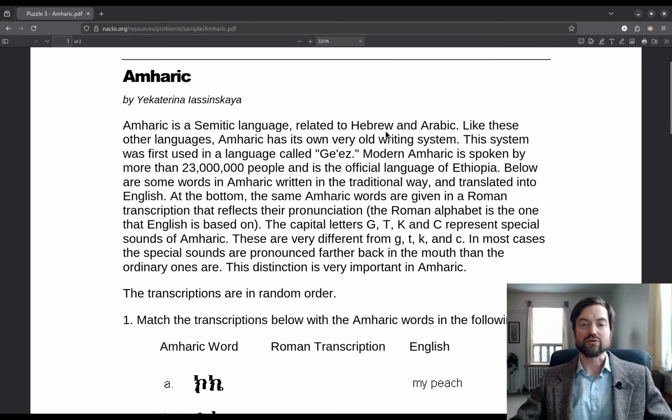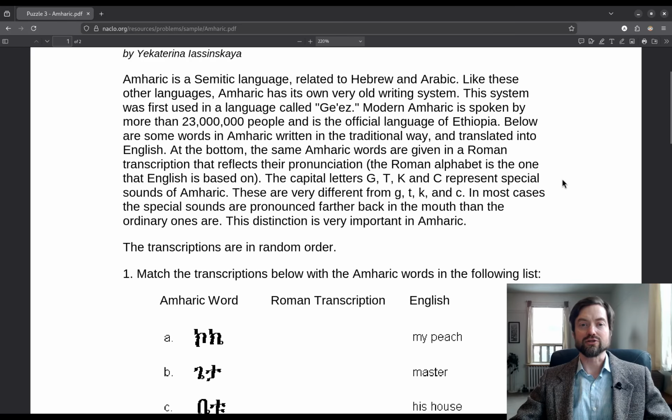And we get some history on it. Major language, and it also has a famous ancient writing system, which you see used to write this sort of ancient Ethiopian, or first used to write ancient Ethiopian and still used today.